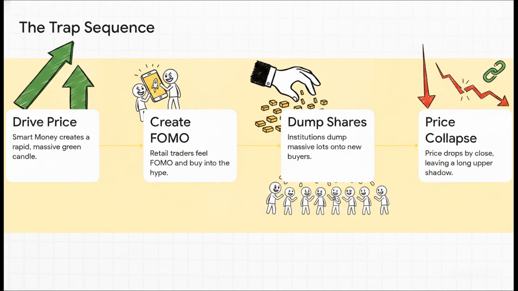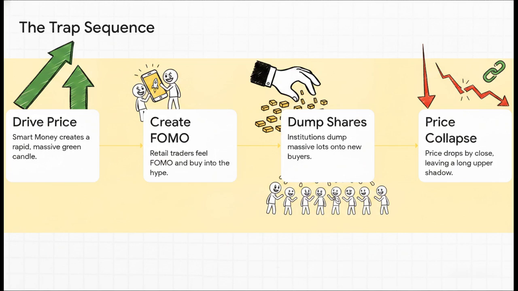Step 1. Smart money steps in and drives the price rapidly upward. Now, midday, this looks like a massive, beautiful green candle on your screen. Step 2. Retail traders who are staring at their screens midday experience intense FOMO. They're thinking, oh man, this is going to the moon, and they aggressively buy into all that hype. Step 3. Now that all these eager retail buyers are perfectly lined up, smart money finally has the liquidity they desperately need. They dump their massive lot of shares directly onto these new, unsuspecting buyers.